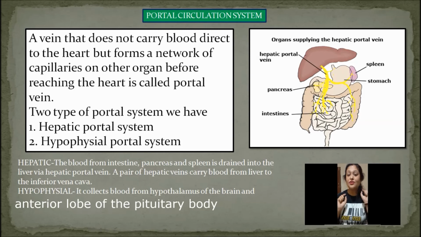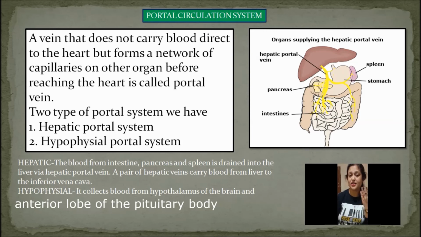Is it clear for everyone? I hope it is clear to everyone. Now, I told you there are two types of portal systems we have. One is the hepatic portal system, and the second one is the hypophyseal portal system. Hypophyseal. Clear? The hepatic portal system is actually related with our liver, the pancreas and the spleen.